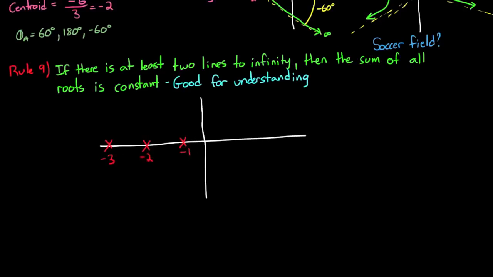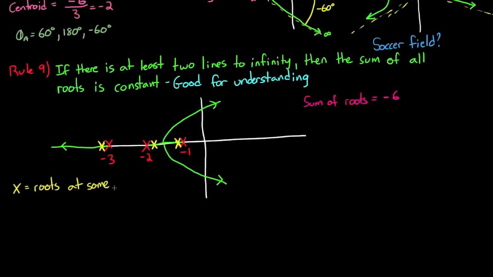Let's say you have this system with three roots at -1, -2, and -3. From above, you know that the root locus looks like this. So the sum of the roots equals -6. And this is the sum of the roots when k equals 0, since when k equals 0, the roots start at the open loop roots. But when you start to increase k, the closed loop roots start to move. That's what these yellow x's are. But the sum of those yellow x's still needs to be -6.